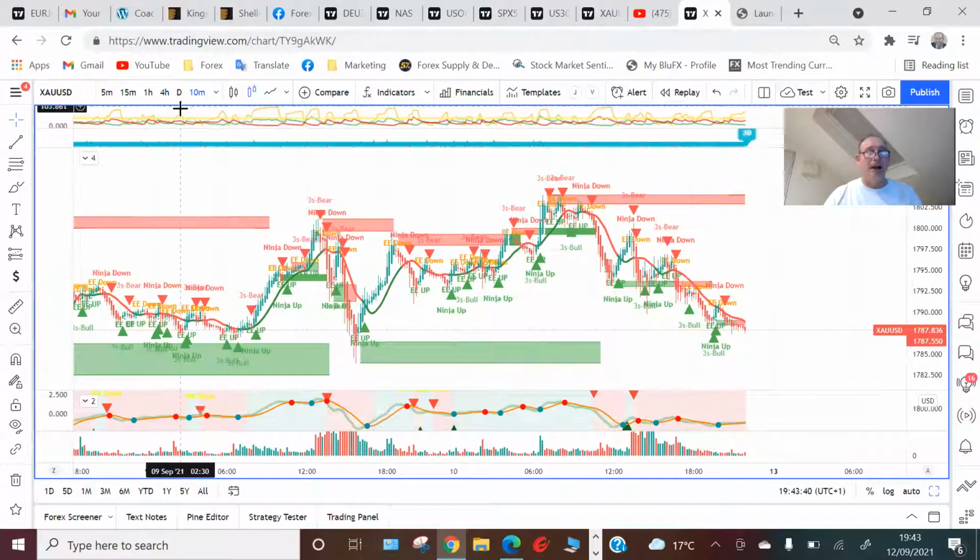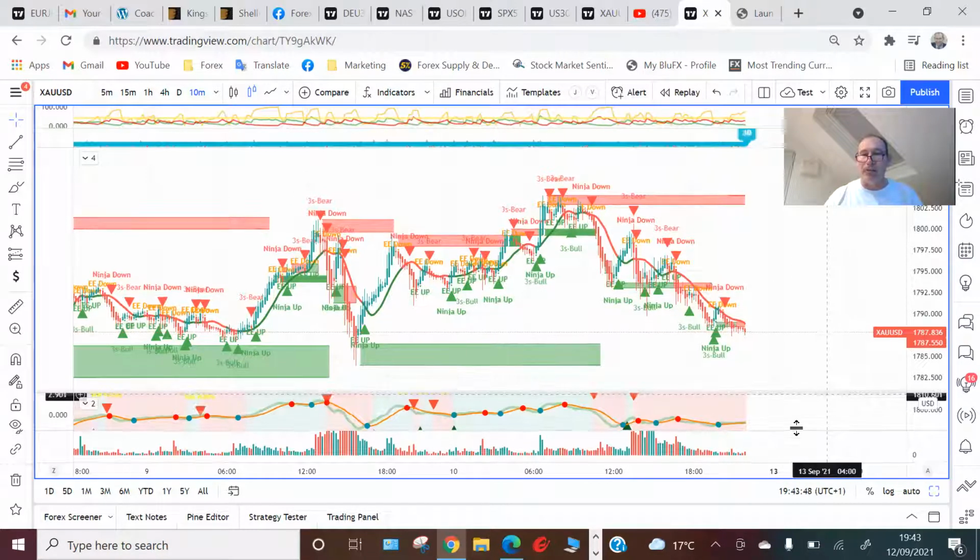So I'm going to do it on gold, ladies and gentlemen. It's a 10-minute time frame on gold. Lots of squiggly things, but we'll just remove these off here for a minute.